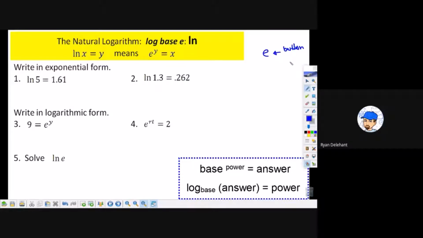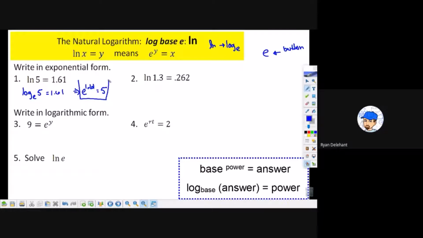This is a button on our calculator in Desmos when we need to use it to evaluate it, okay? So let's just write this in exponential form. Now, this natural log, one thing to remember, when you see natural log, you could rewrite this as log with an e down here. And you can do the same thing we did on the other slide. So this one is log base e of 5 equals 1.61. Which means in exponential form, this is e to the 1.61 is 5.